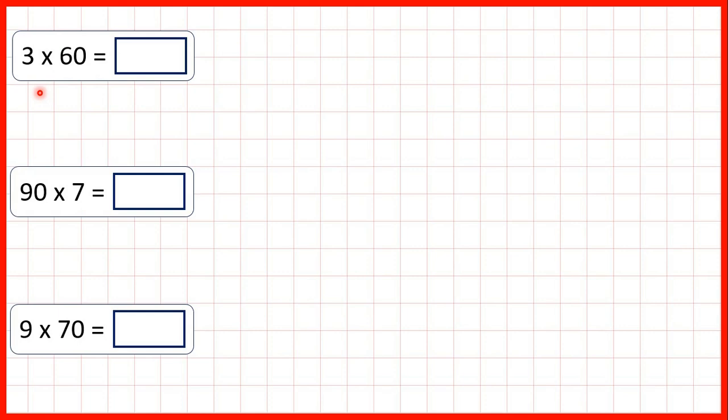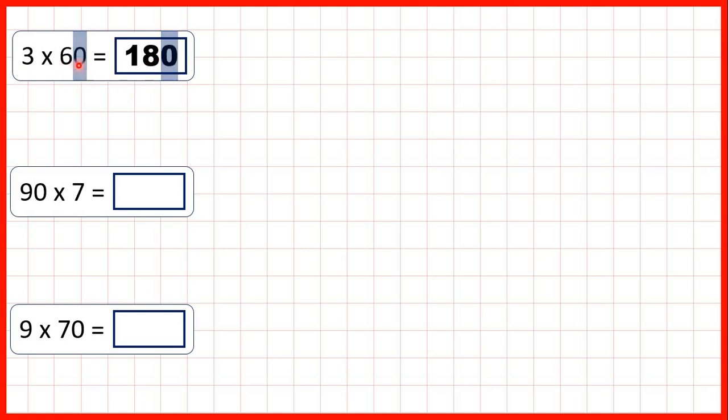Now for these questions, we need to multiply a single digit number and a multiple of 10, so a number that ends in a 0. First, we have 3 times 60. That's 180, because 3 times 6 is 18.